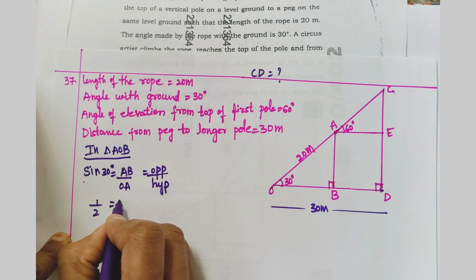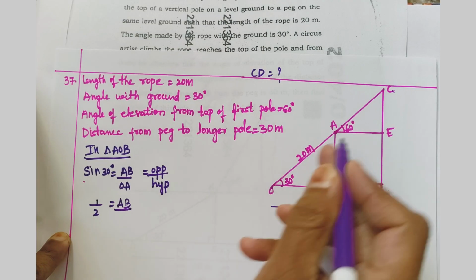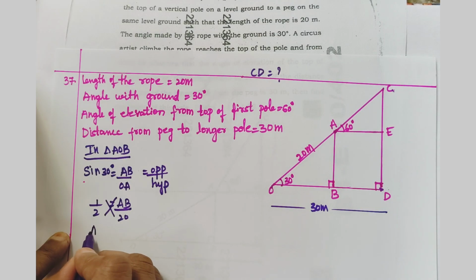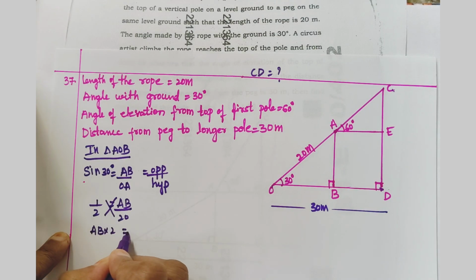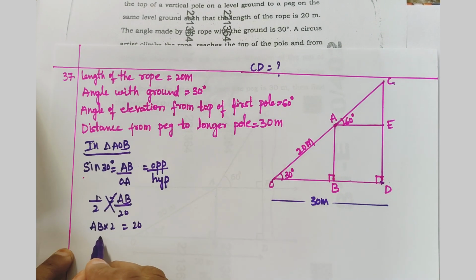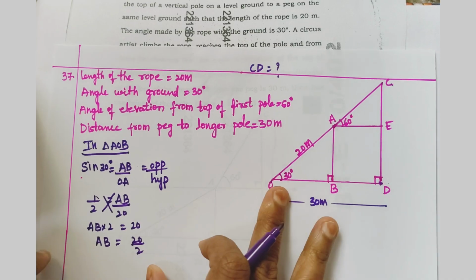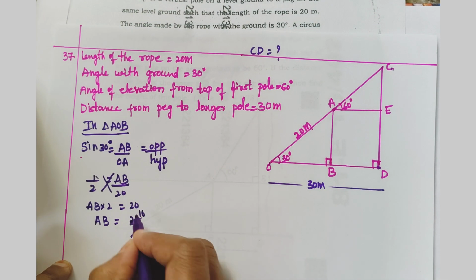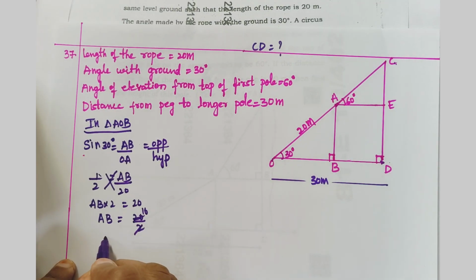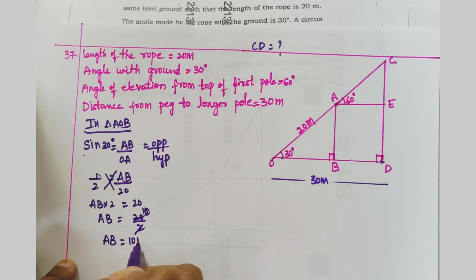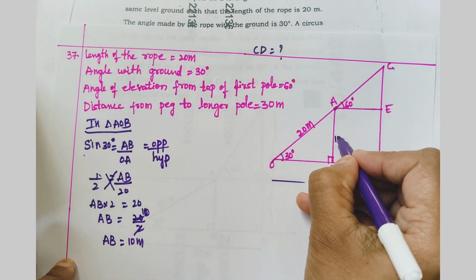So sine 30 is AB by OA. AB we don't know, write as it is. OA is how much? 20. So do cross multiplication. AB into 2 is equal to 1 into 20. Now see here, AB is equal to 20 divided by 2. 2 tens are 20, so 2 ones are 2, 2 tens are 20. AB is equal to what is the answer? 10 meter. This AB is 10 meter.